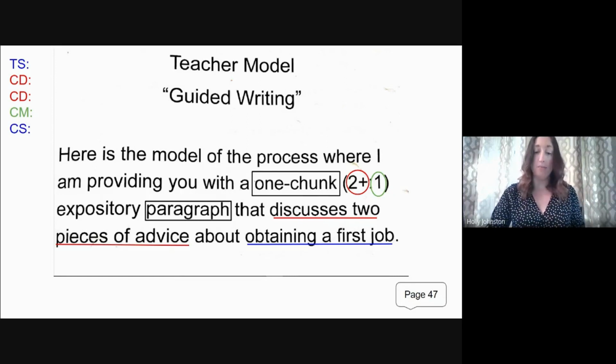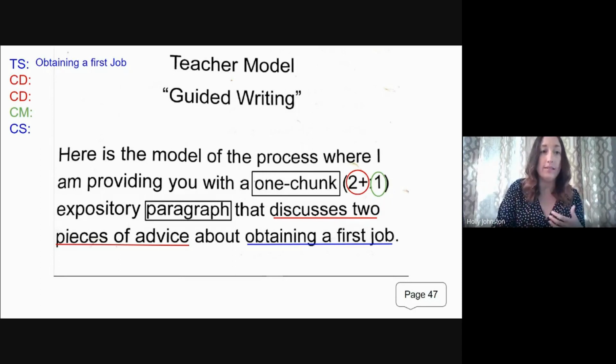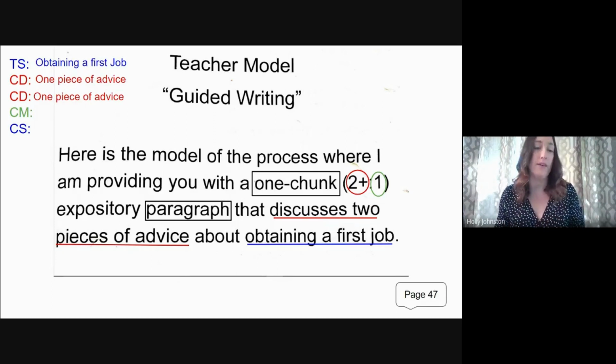So from our prompt, we can fill in this chart and we can notice what we're going to be writing. The first piece, we know that the topic is obtaining a first job. So our topic sentence is going to have something to do with that. So we're going to write that on the top with your blue pen. Then we know that we're going to need 2 pieces of advice. So our first concrete detail is going to be one piece of advice, and our second concrete detail is going to be another piece of advice. So you're going to write that in red on your outline.